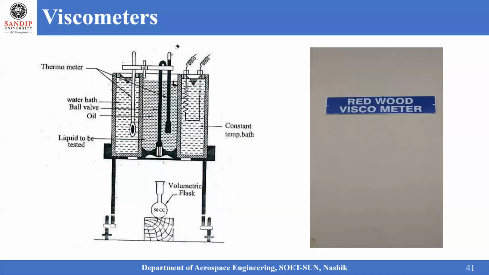In order to check the temperature, we have two thermometers placed inside: thermometer 1 and thermometer 2. Thermometer 1 measures the temperature of the water, that is the temperature in the outside flask, whereas the other thermometer measures the temperature in the oil flask.